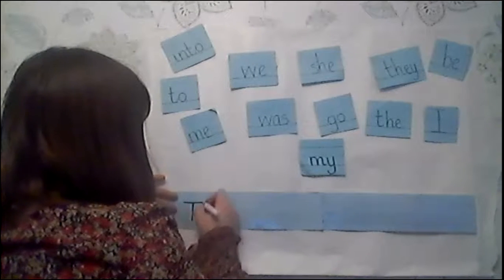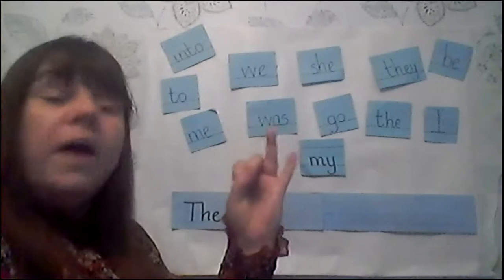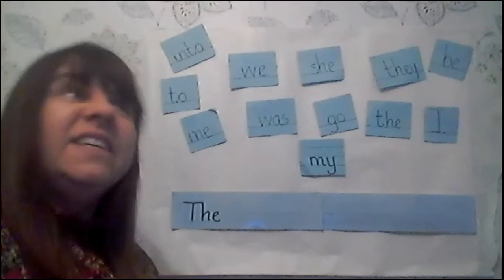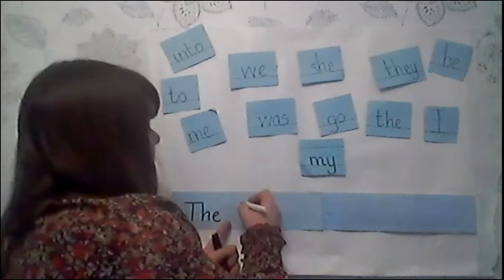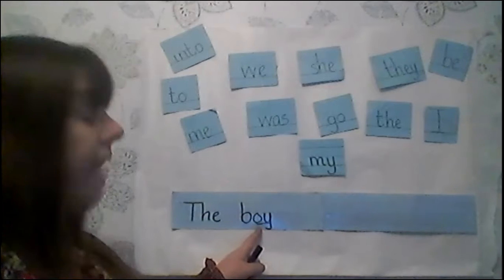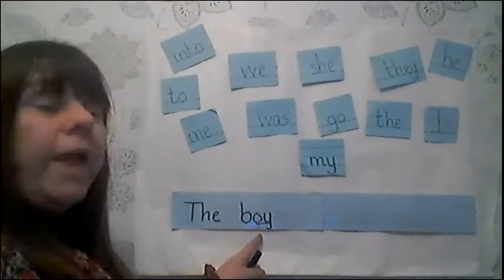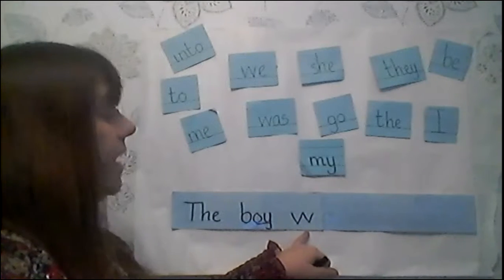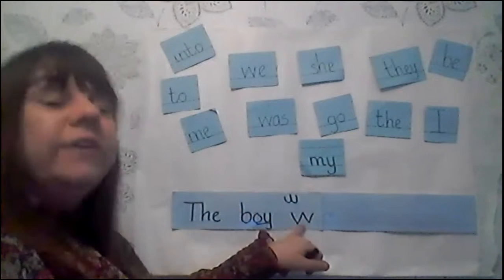The tricky word, the. Boy. B-O-Y. And we did talk last week about the O-Y making the OI sound, but when the OI sound comes at the end, we use this spelling. Okay. The boy waved. Nice straight lines. Not like this. We have nice straight lines.